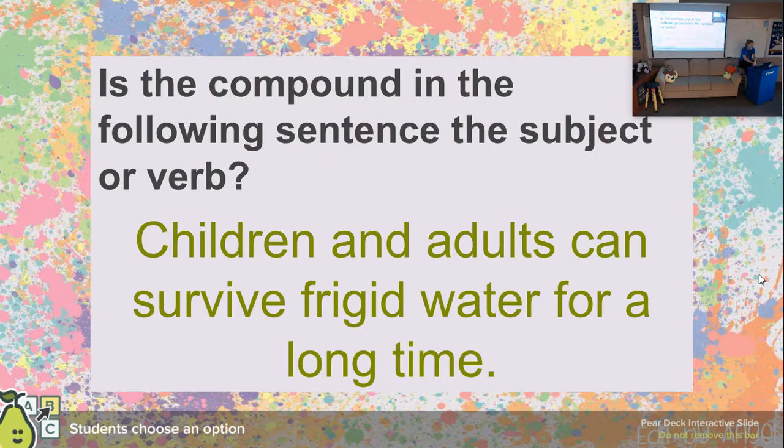Who or what is this sentence about? A lot of you got it. Yeah, children and adults. Oh my gosh, it's about two or more things. So our compound is in our subject, right? You guys should have chosen A because can survive is our verb. Now I know that looks like it has two verbs, but that's actually a verb phrase. It's a helping verb and an action verb that together make up one single verb phrase. So you got to be careful with that. Verb phrases only count as one.